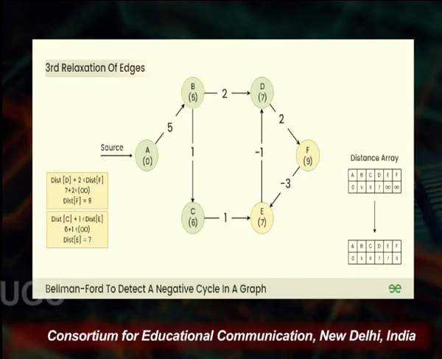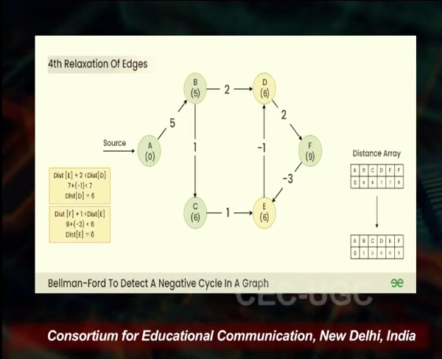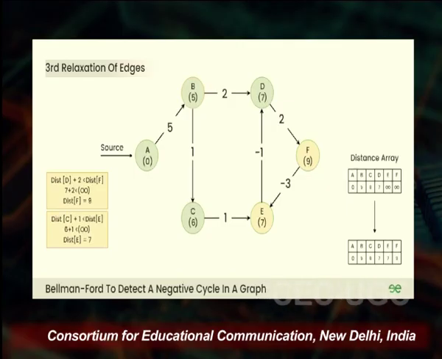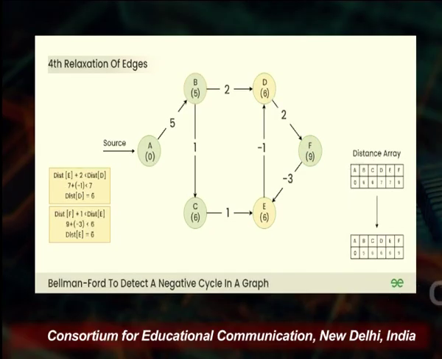So, this is a loop that we can look into. After the third relaxation of edges, when we come to the fourth relaxation of edges, E is now 6, while in the previous one E was at 7. And then D has again decreased from 7 to 6. In this way if we keep on moving, among these nodes D, E and F, it is actually a negative weight cycle.